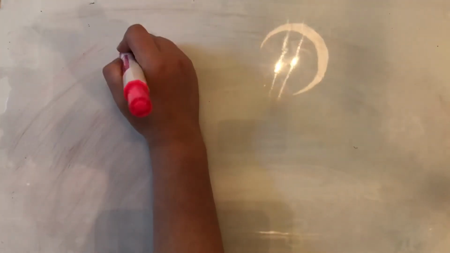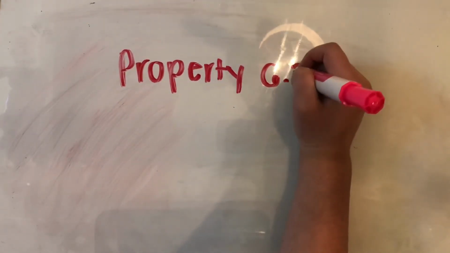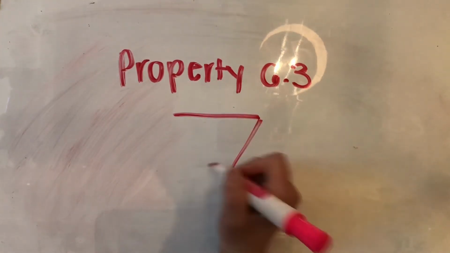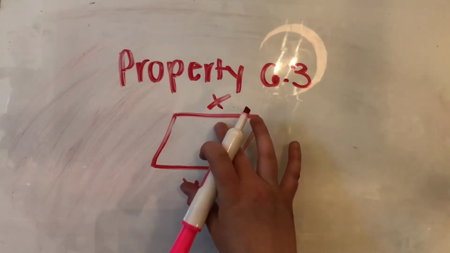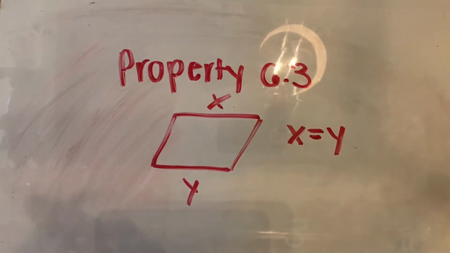So those are all of our problems, but I'm going to recap what we've talked about. So we touched on property 6.3. And remember that says, if a quadrilateral is a parallelogram, then its opposite sides are congruent. So if we're given a parallelogram right here, and we have x and y, we know that x is equal to y because they are opposite sides and they are congruent, meaning they are equal.